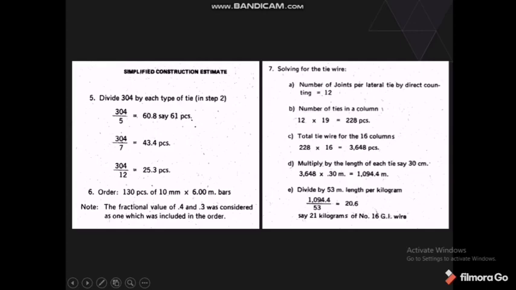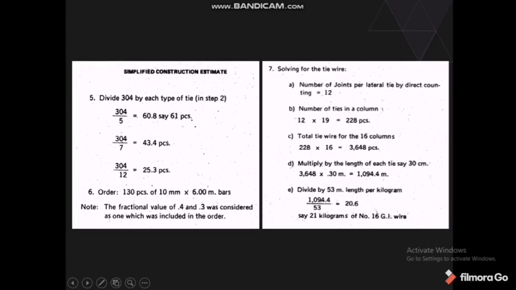So solve in the last part, that is solving for the tie wire. Number of joints per lateral tie by direct counting is equal to 12. And number of ties in a column, that is 12 times 19, and that is equal to 228 pieces. And the total wire for the 16 columns is 228 pieces times the number of columns, which is 16, and that is 3648 pieces.